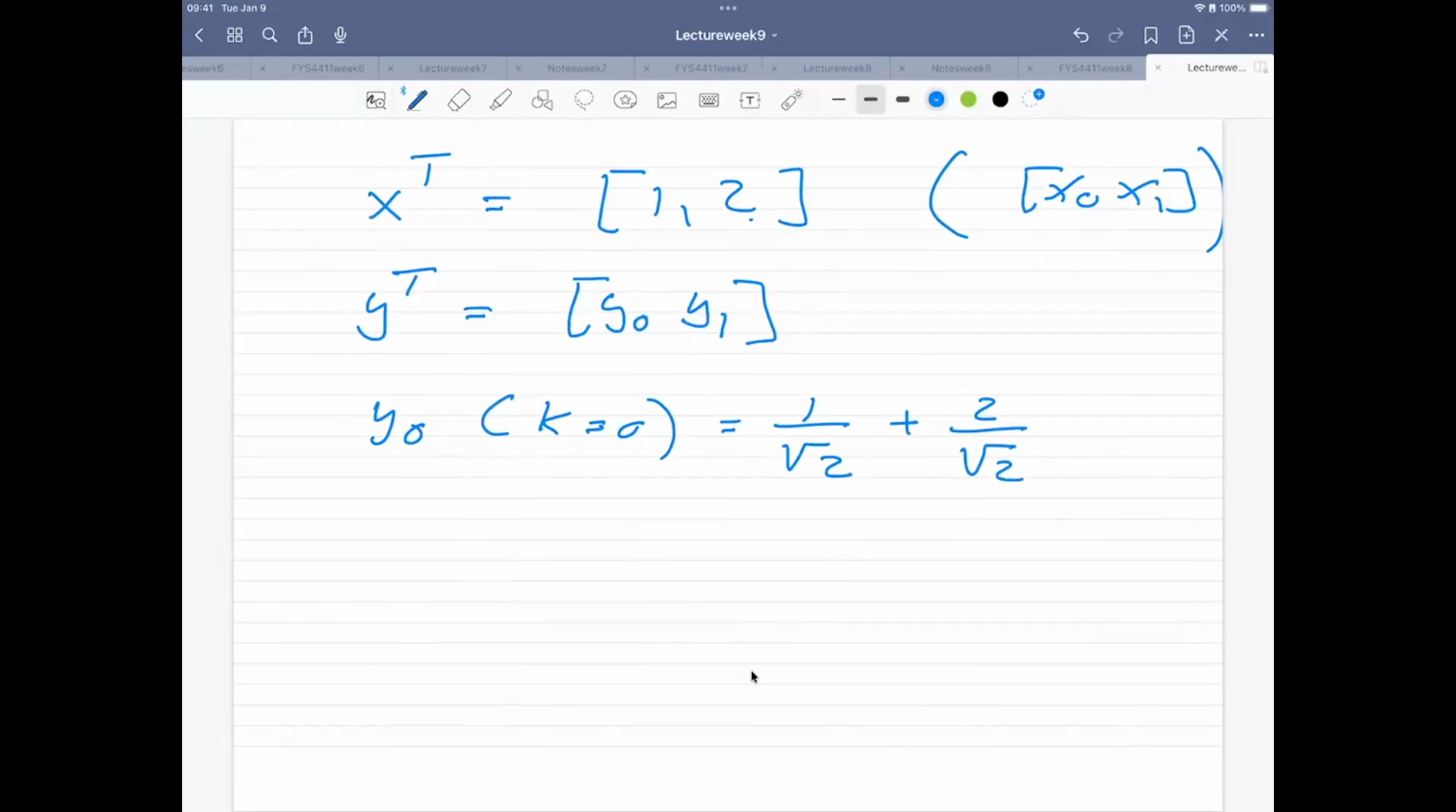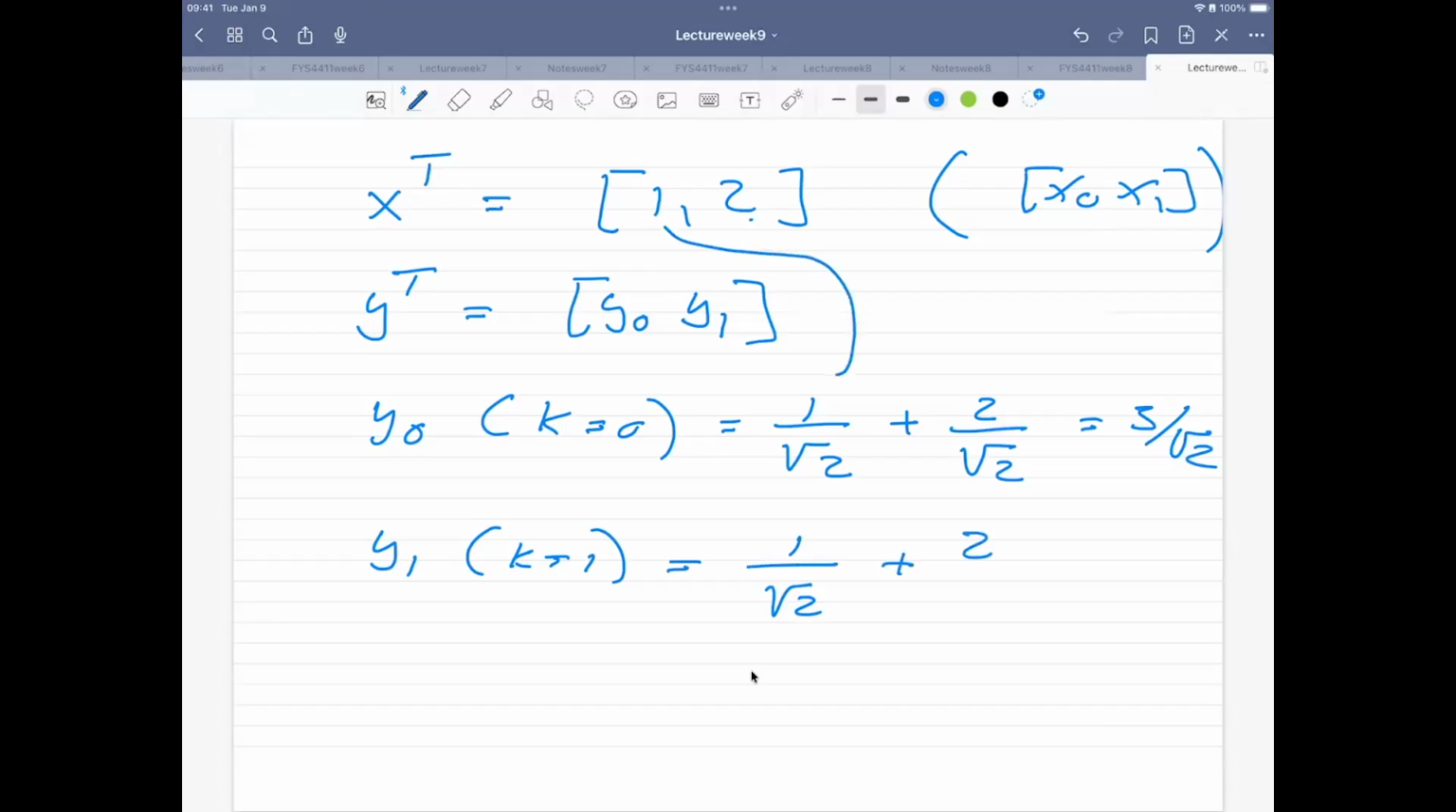So that's the first coefficient. And then I take my y1, which is the same as k equal to 1. And now I plug that one in. Then I have 1 divided by 2 plus 2. So this is actually me plugging in x0 there. And this is x1. And the same goes in here. And the same goes in here, divided by square root of 2.